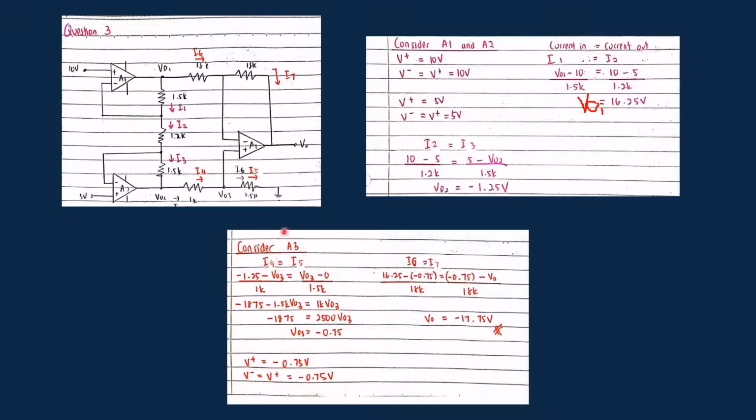So I've substituted all the values and get the value of V03, which is negative 0.75. And then this is the answer. This is the value of V minus for operational amplifier A3. Then I can calculate the value of V0 by using current in, current out again at I1 and I7. So this is the final value of V0, which is negative 17.75 volt. Alright, so let's go to the simulation part.